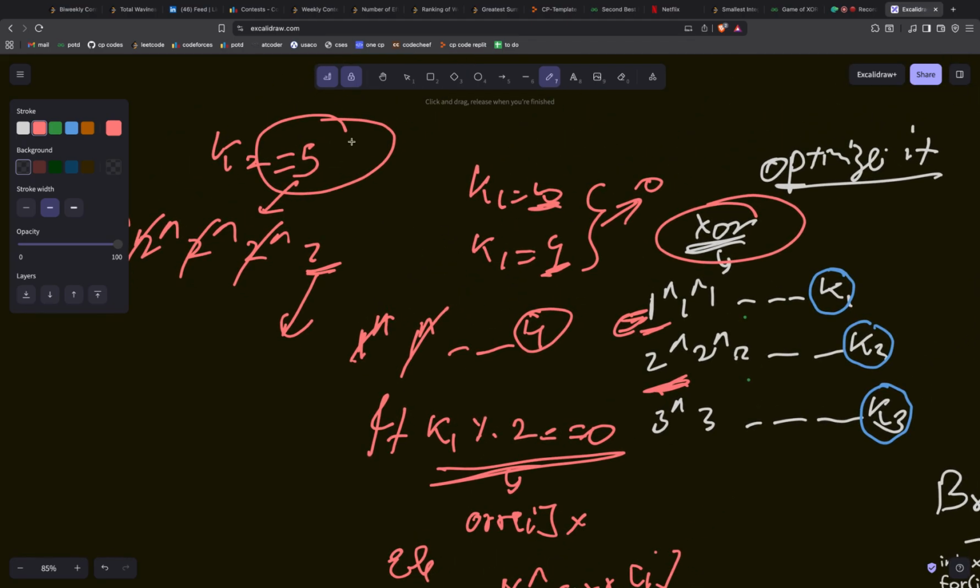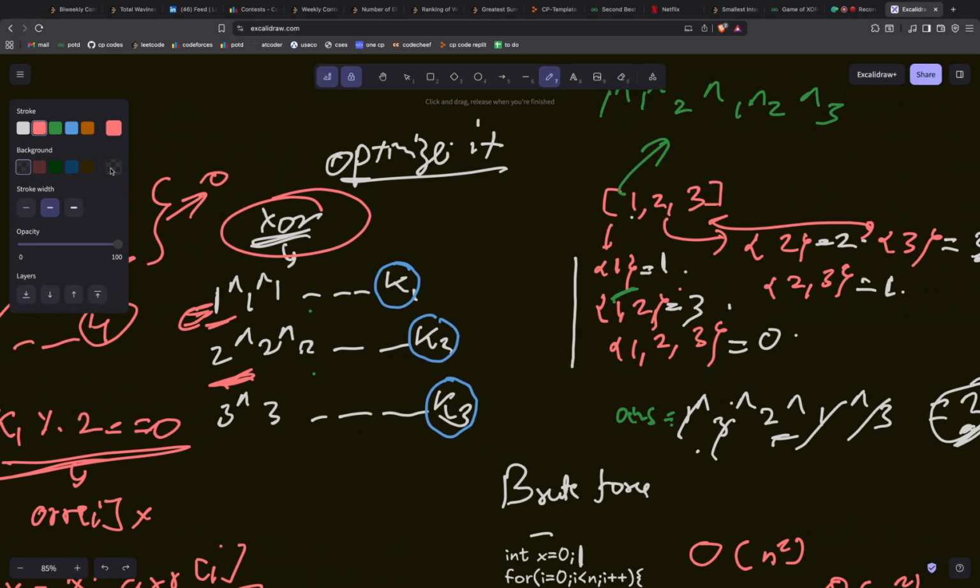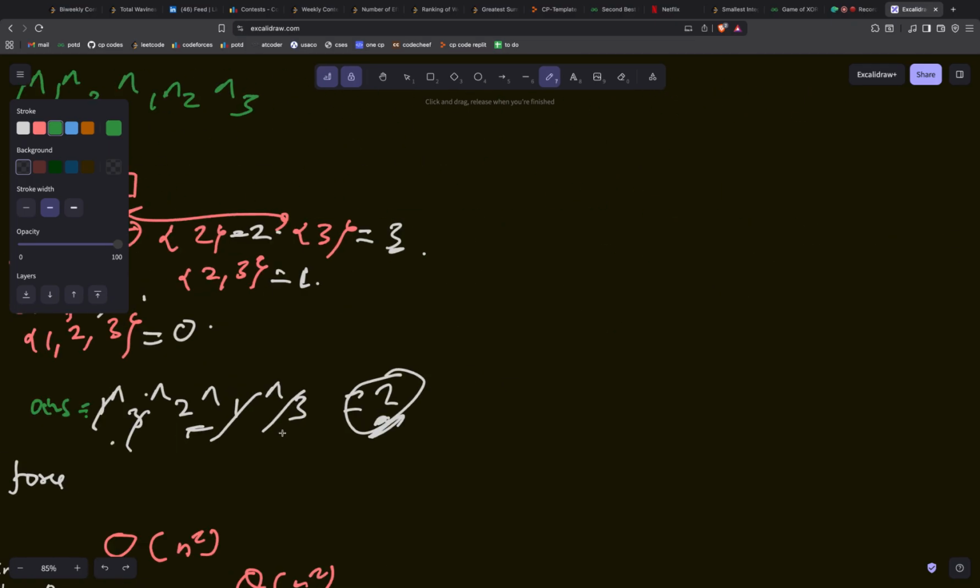Now the exact frequency again, we saw that it doesn't matter, only whether it is even or odd matters. Okay. So now our question is reduced to finding this K1, K2, K3. That is basically the frequency of the first element in the final XOR, the frequency of the second element in the final XOR, and the frequency of the third element in the final XOR. Okay. How can we do this?